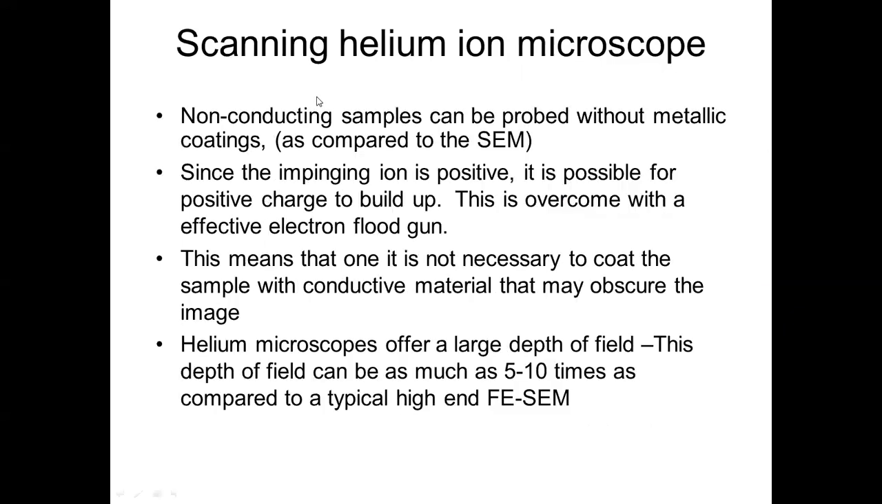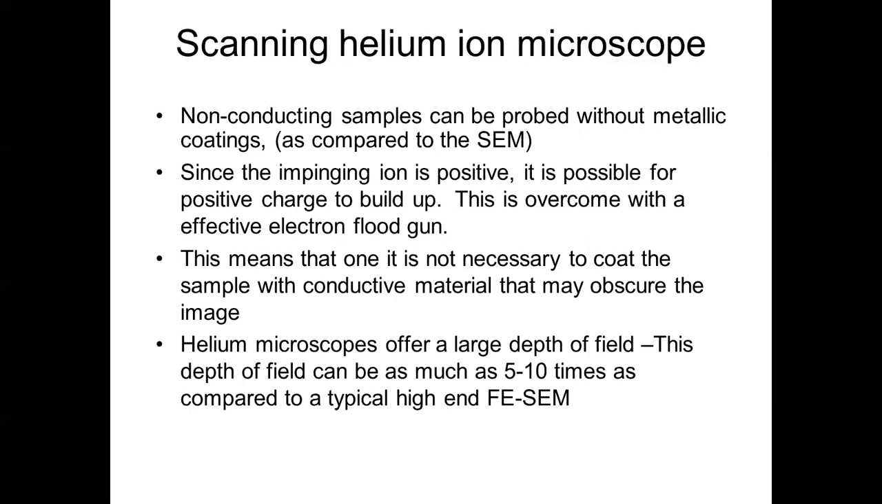Non-conducting samples can be problematic without metallic coatings, as when we compare this to the SEM process. Since the impinging ion is positive, it is possible to build up positive charge on the surface, but this can easily be overcome with an effective electron flood gun, which would keep us at neutral polarity on the surface and make the resolution of the detector easier to see. So it's not necessary to coat the sample with a conductive material, and that material could potentially obscure the imaging.